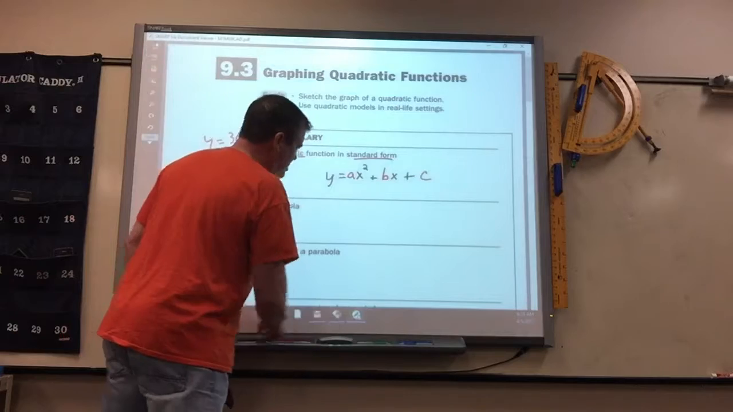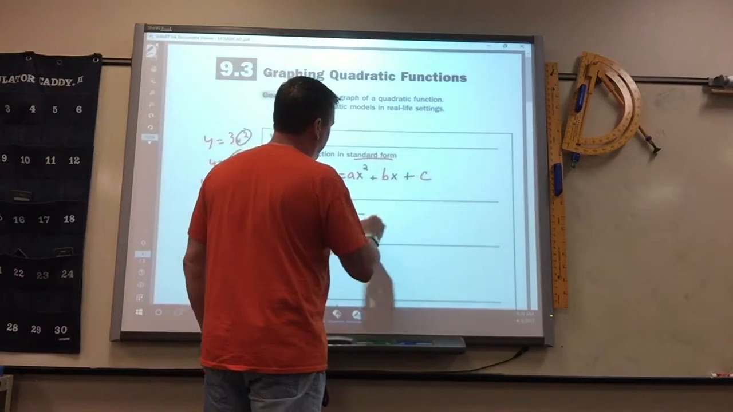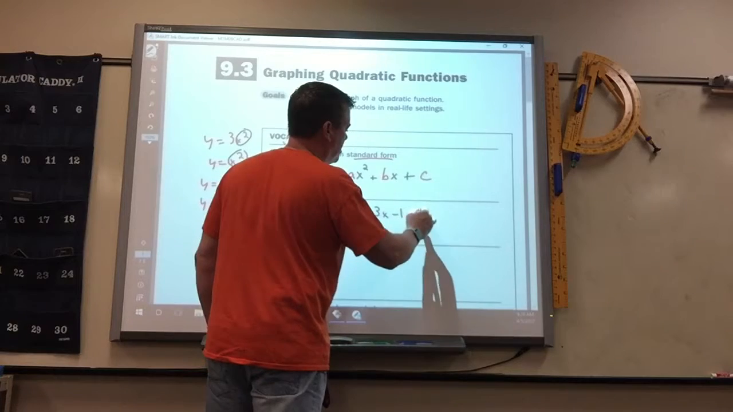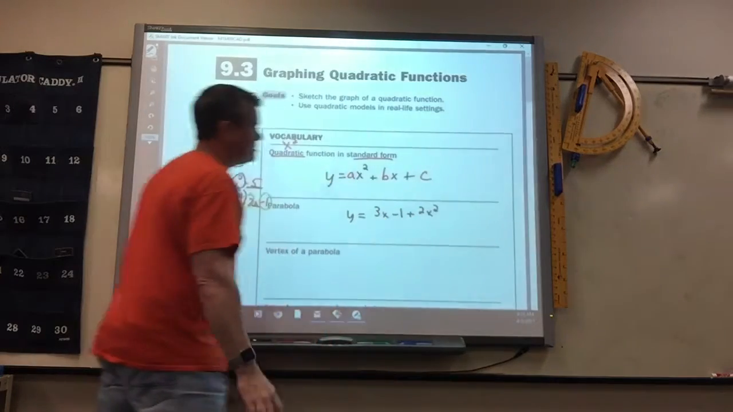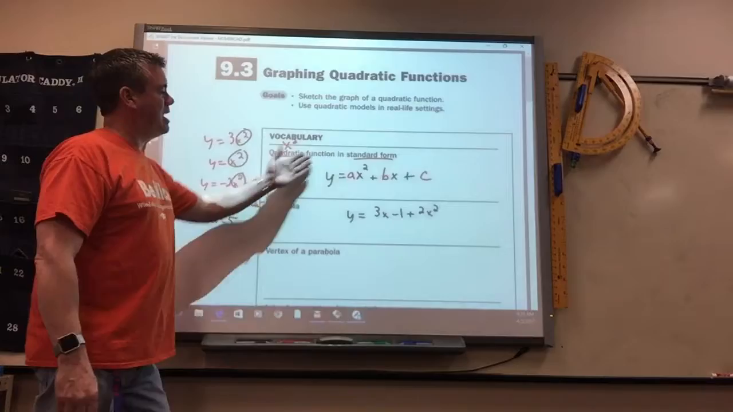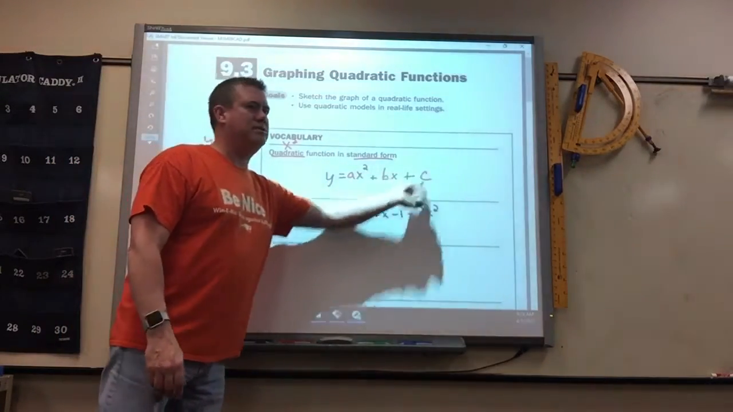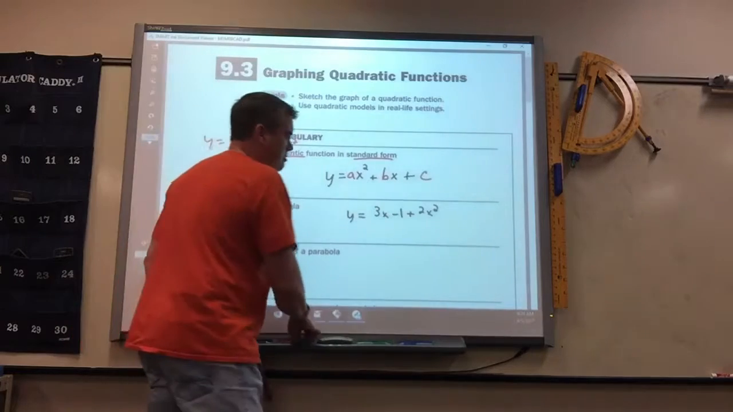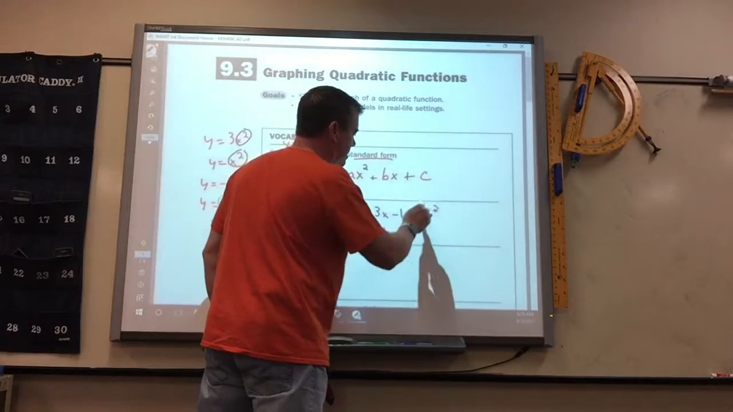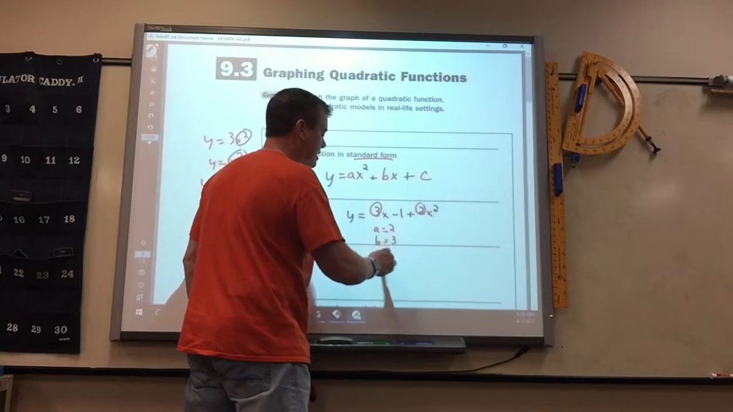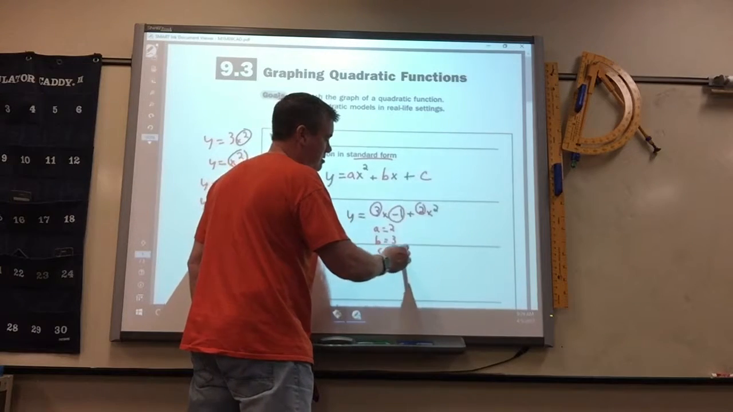Now, sometimes they'll write it in goofy order. Like that. That's not in standard form. Because it doesn't go x squared, x, and the constant. But it doesn't matter. You can look and see that a is 2, b is the number in front of x, c is the number without an x. Okay?